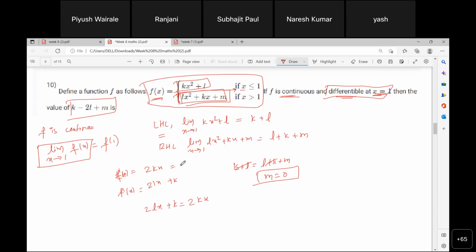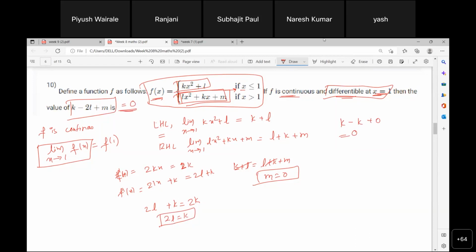So I can simply put x equals to 1 here. I will get 2k, and here I will get 2l plus k. So 2l plus k equals to 2k. So 2l equals to k, right? So this is one more condition I got. So what do I have to find out? k minus 2l. So I can put 2l equals to k, right? And plus m equals to 0. So what will I get? 0 only. So the answer for this particular function f of x is 0.